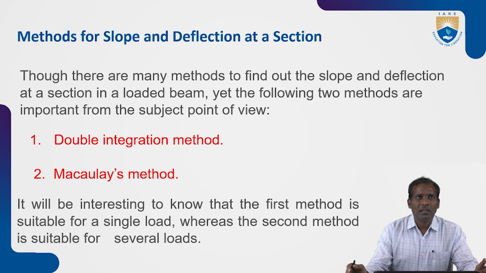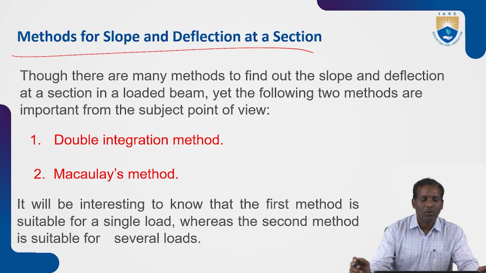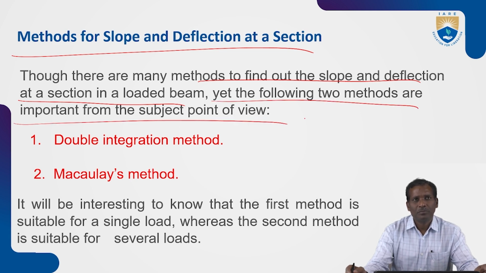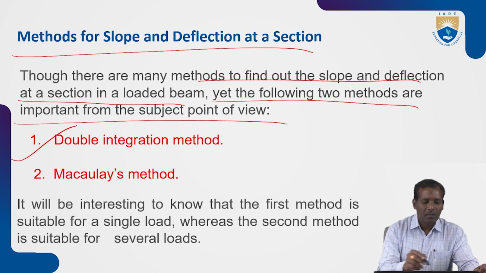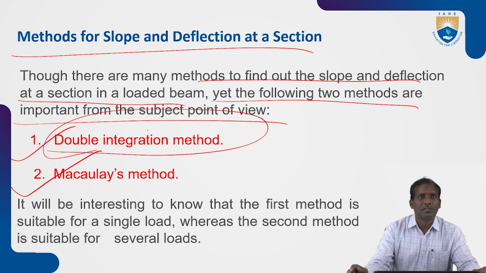Now, methods for slope and deflection at a section. How do you calculate the slope and deflection at a section? There are many methods to find the slope and deflection at a section in a loaded beam, and the following two methods are important from the subject point of view. One is the double integration method, another one is Macaulay's method. We have already discussed the double integration method.